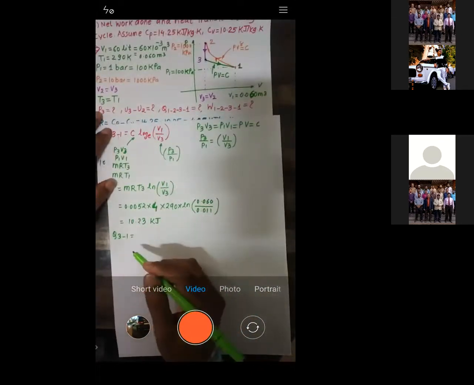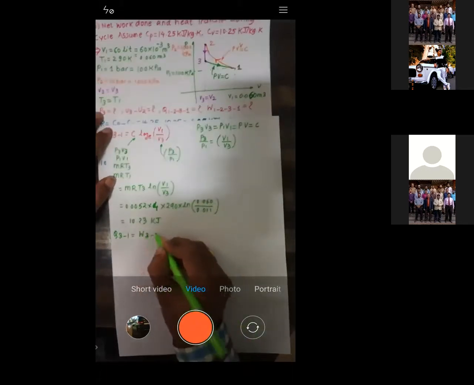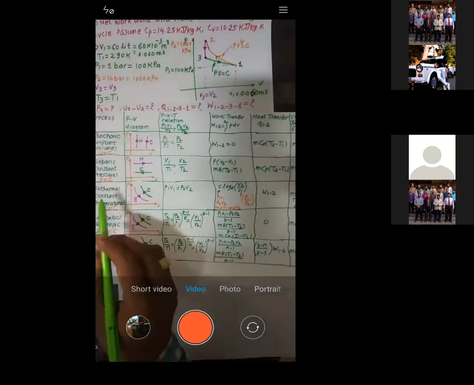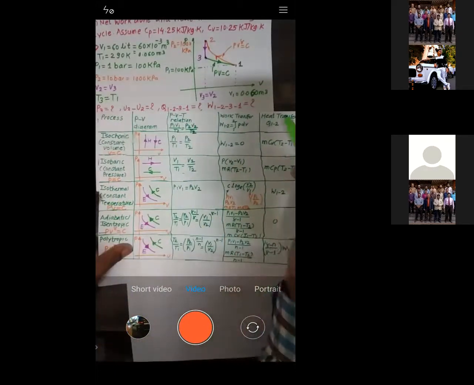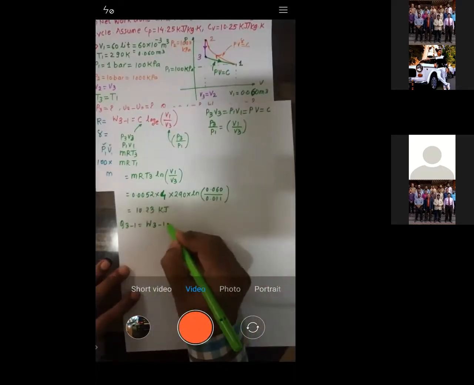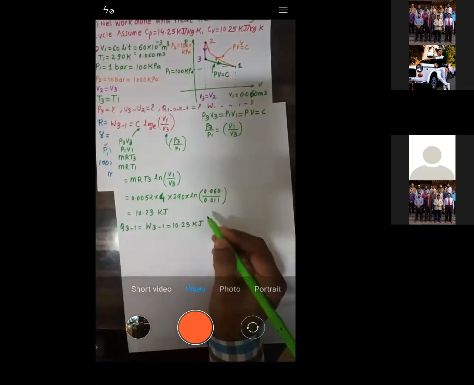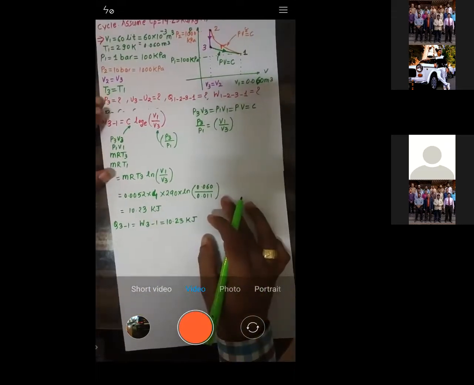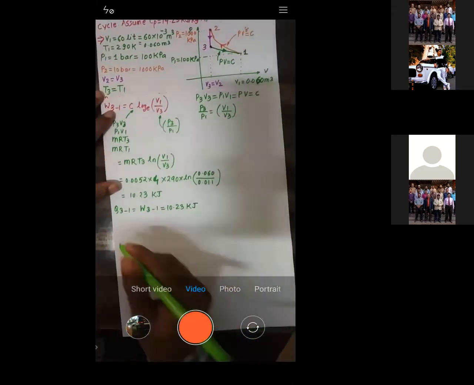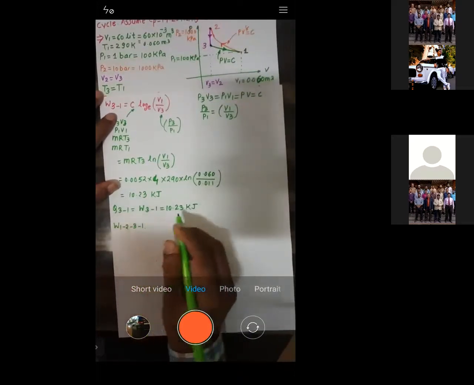But see, the process is isothermal. So heat transfer is directly equal to work transfer. You can check it. For an isothermal process, heat transfer is equal to work transfer, right? And work transfer we already calculated, so that is nothing but 10.23 kilojoule. Is it okay? Now let us calculate work done during 1, 2, 3, 1.